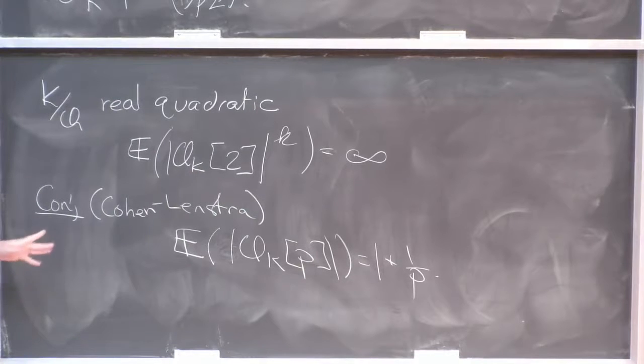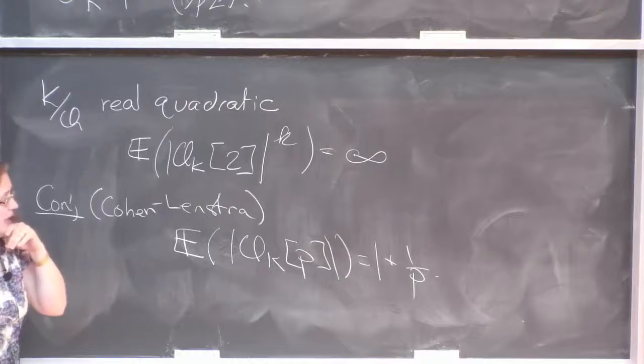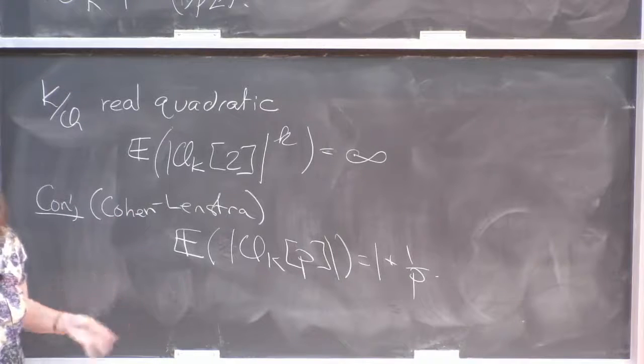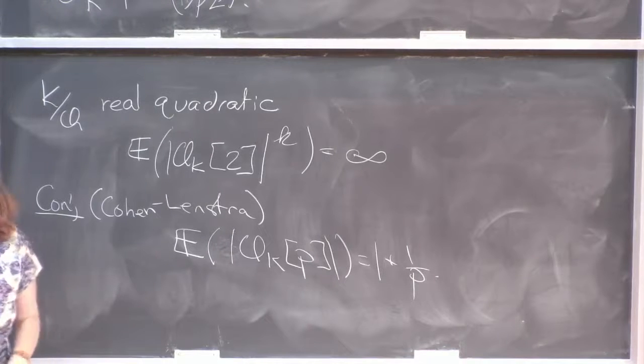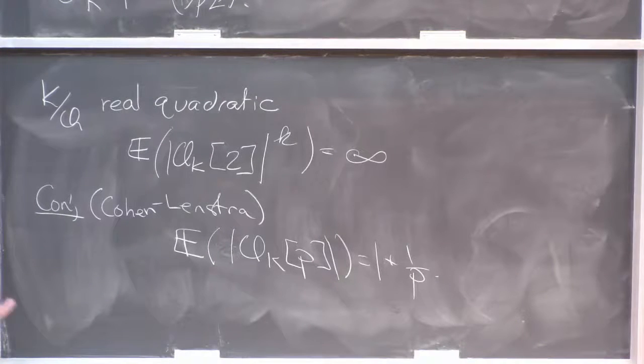And all of the higher moments for p odd are conjectured to be, for each moment, a polynomial in p and 1 over p. And we'll get more into what it is, and they're very concrete. But all the other primes behave uniformly, we think, for quadratic fields.